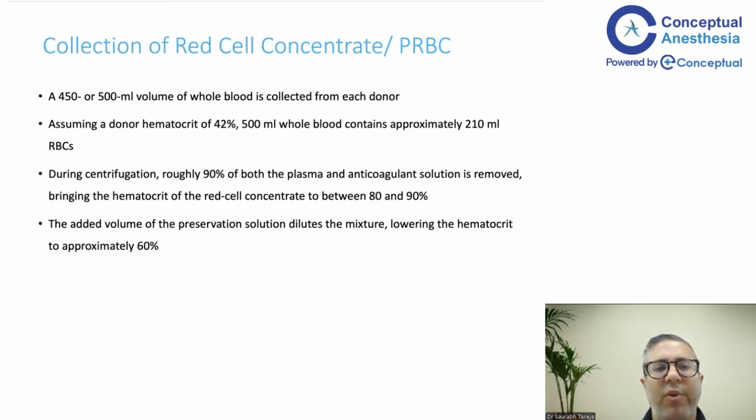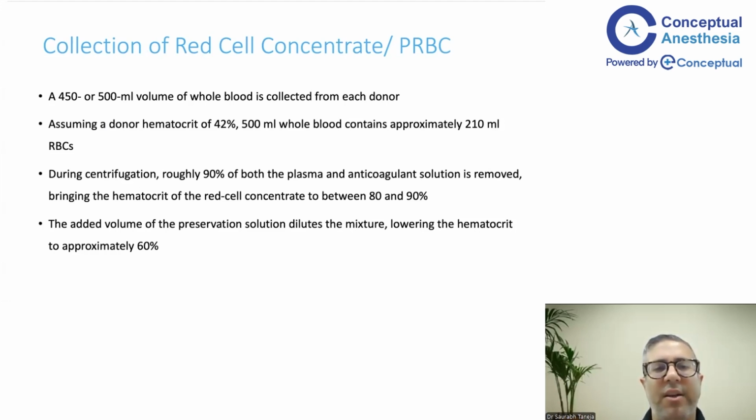So remember, how do you do it? A 450 to 500 ml volume of whole blood is collected from each donor, and assume you have a donor hematocrit of 42%. That means the hemoglobin is around 14 grams per deciliter, which is the normal average range. So 500 ml of blood, just for simplicity, will have 210 ml of red blood cells. During centrifugation, roughly 90% of both plasma and anticoagulant solution is removed. So red blood cells can be concentrated, and the hematocrit from the whole blood of 42% is increased to 80 to 90%. And when you add the preservative solution, it dilutes, lowering the hematocrit to around 60 to 70%.